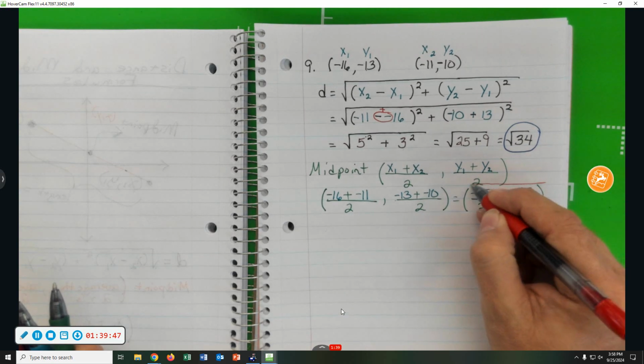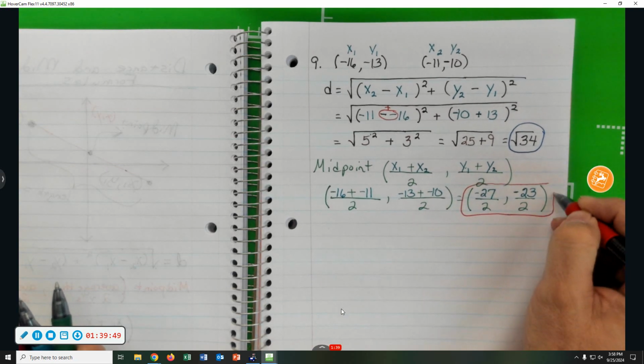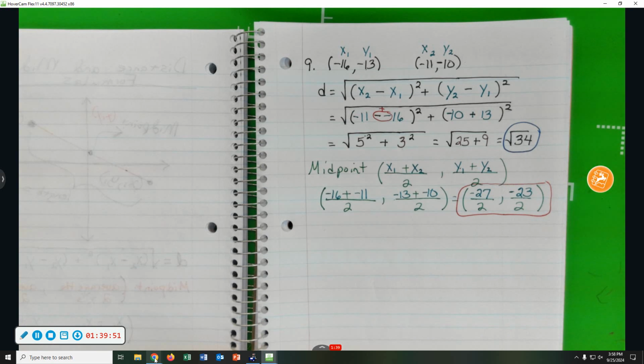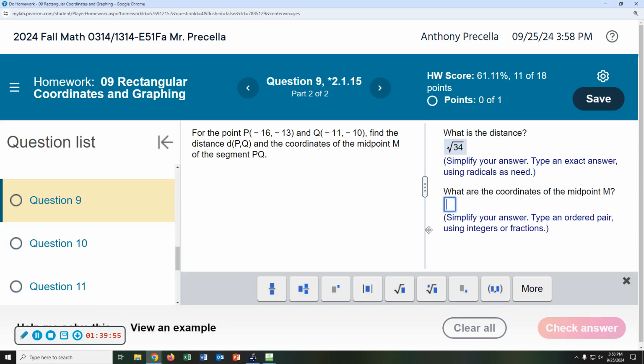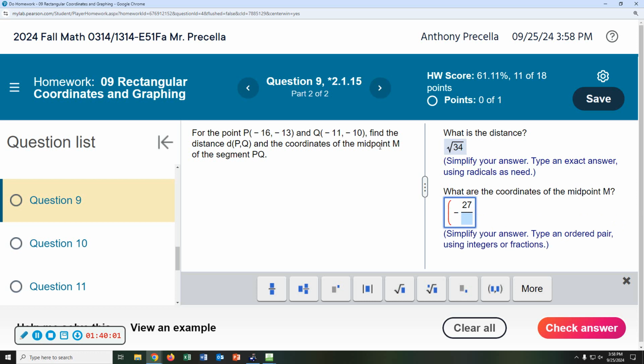So can you type that in, Tim? I sure can. Oh, by the way, do you agree 2 doesn't divide into either of those numbers? There's nothing we can do to reduce it. Left parentheses, negative 27 over 2. Get out of the denominator before you type your comma. Negative 23 over 2. Get out of the denominator before you close your parentheses.